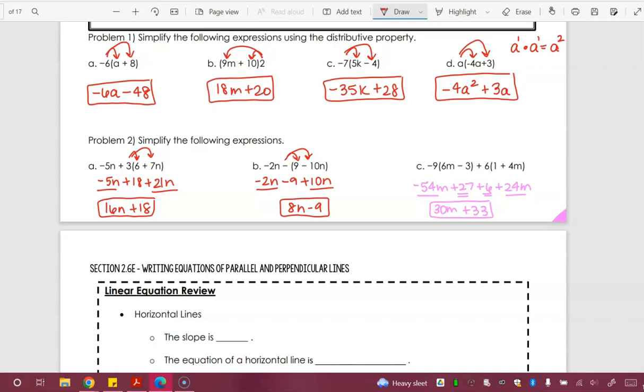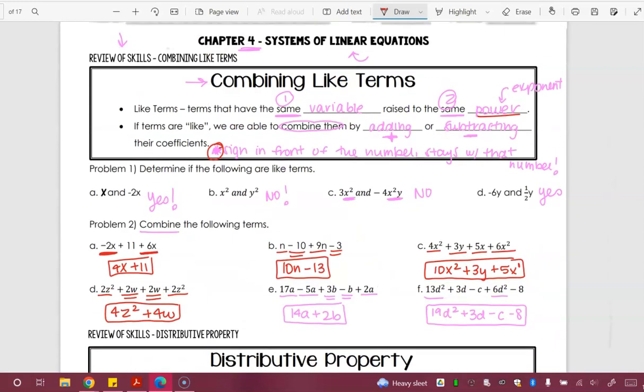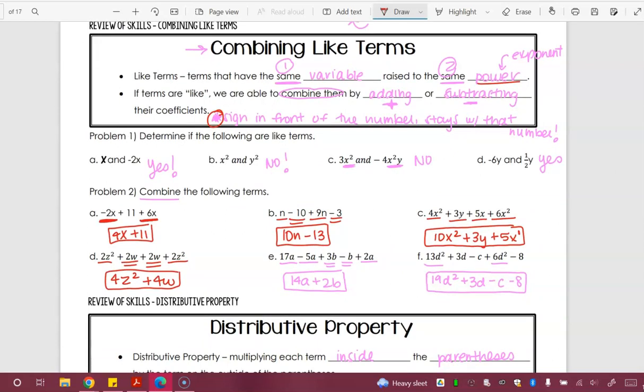Okay, great job, guys. This is our first review of combining like terms and distributive property that we are going to use a bunch in Chapter 4, so that's why I wanted to review it. Great job, guys.